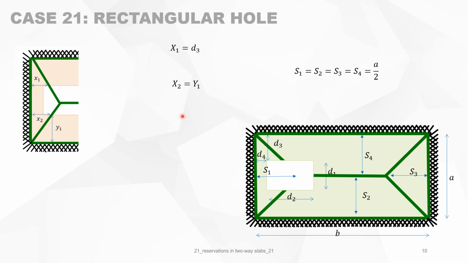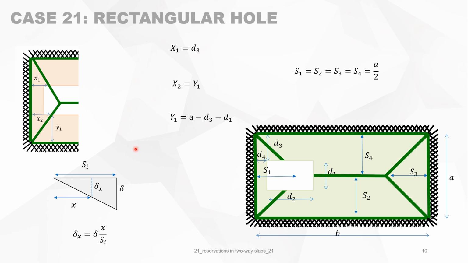x2 is equal to y1. You see that it's not drawn to scale, so it's a bit confusing. But x2 is equal to y1, and y1, of course, is a times d3 times minus a minus d3 minus d1.